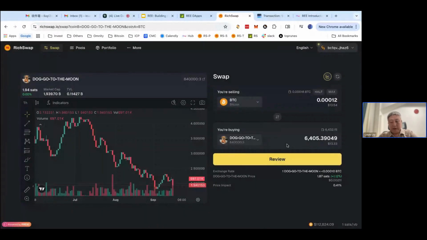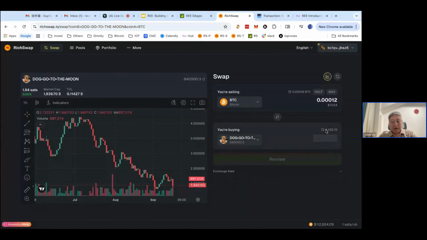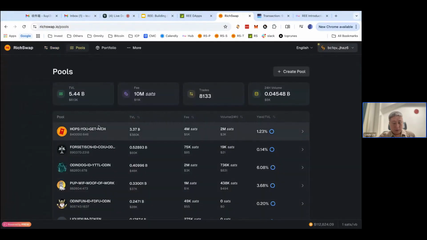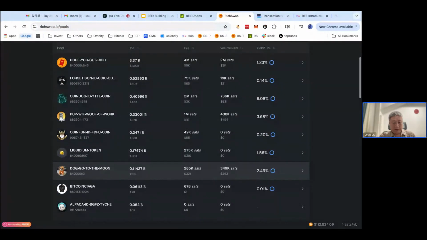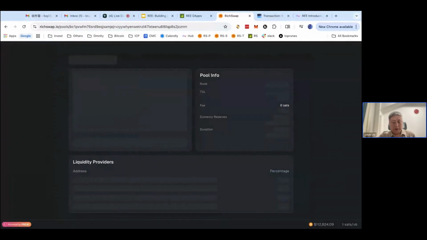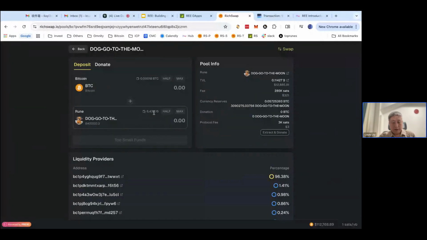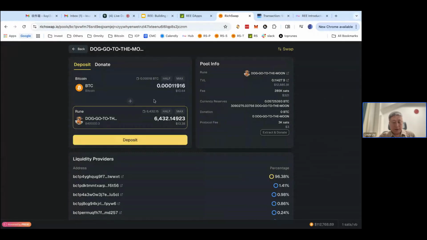But in RE, the execution has finished, so I have received that much DOG•GO•TO•THE•MOON. Before that, I didn't have any DOG•GO•TO•THE•MOON runes in this wallet, and now I can use this dog token to add liquidity and start to earn some LP rewards. Okay, I have that much, and I would like to put them all into the liquidity pool.